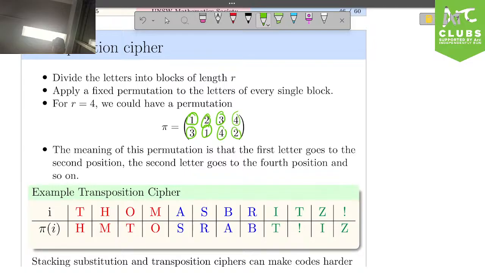So if I were to use "Thomas Fritz", then in the first block, length 4, so remember r is equal to 4 in this case, I will take, okay, first element is T, it's going to become my third element. My second element is H, it's going to become my first element. And I would do that for the length of the message. This is what we call a transposition cipher.